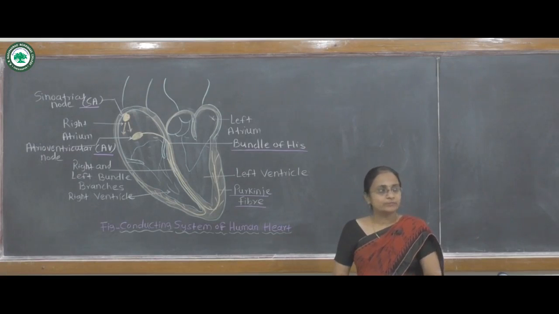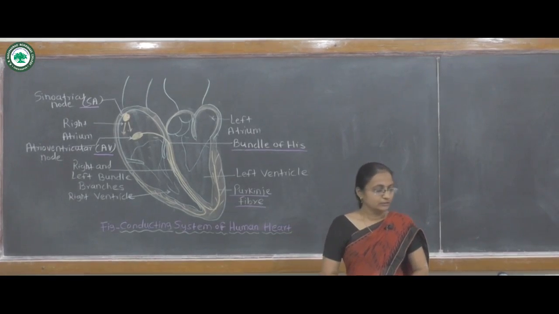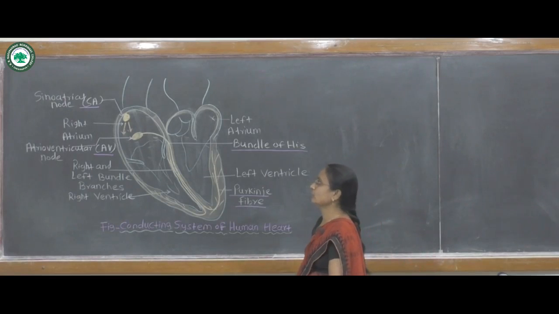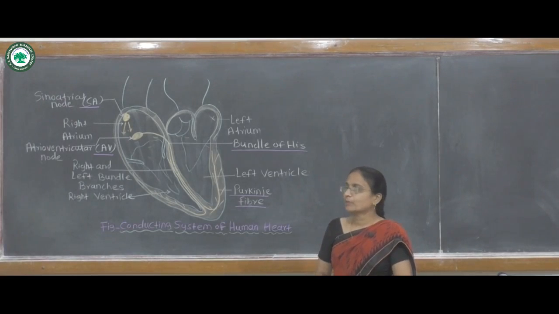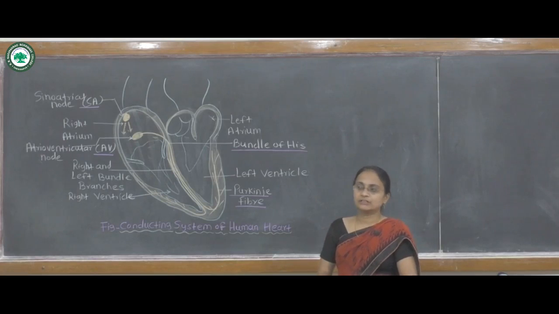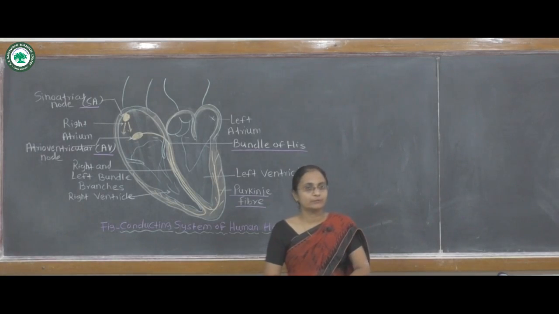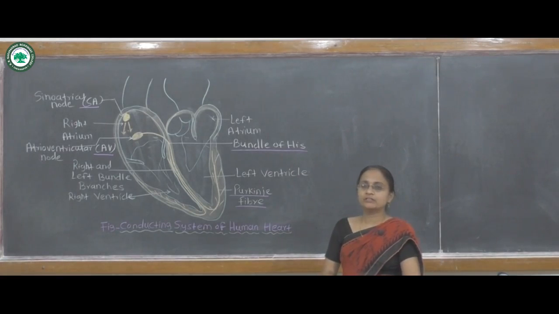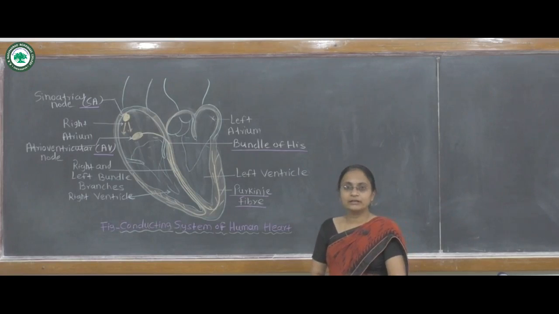As we know, the location of the SA node is in the wall of the right atrium, and here the signaling gets transferred from the SA node to the AV node. Just like a pacemaker, the SA node works as the pacemaker, which is an electronic device used in replacement of the heart functioning. If it gets disturbed, at that time we can insert a pacemaker, and this functioning is played by the SA node, which is present in the wall of the right atrium.